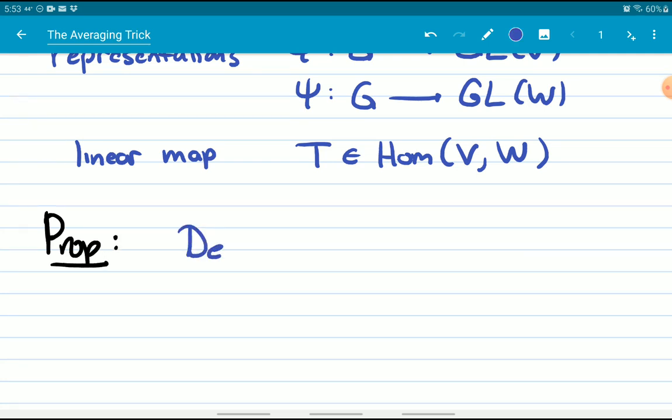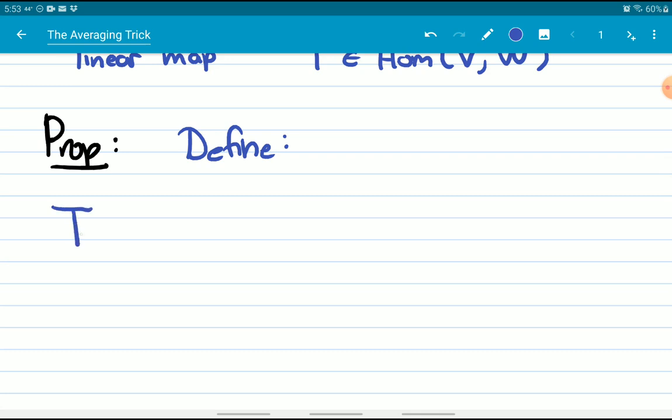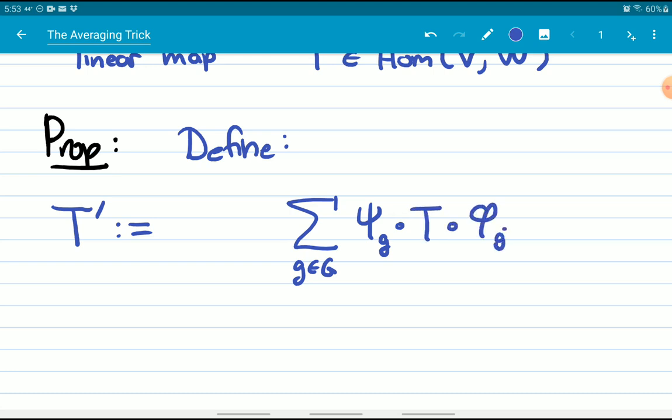So it comes with a formula. I'm going to define a new function called T prime. It's the following. I'm going to take the sum over elements of the group of the composite psi sub g following T following phi sub g inverse. And I'll divide all of that by the order of the group.